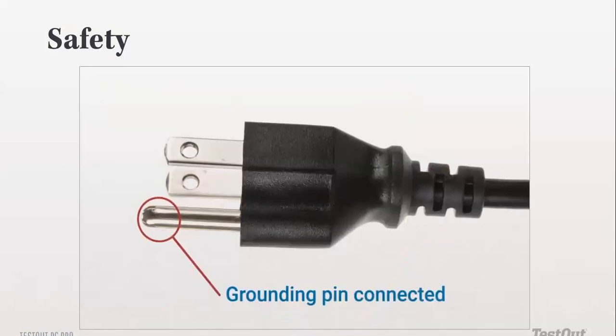You also have to make sure that the grounding pin of the device that you're working on is connected. Say, for instance, you're working on a device that needs to be on while you're working on it, like a server you're doing some repairs on. The grounding pin that you see here is the third pin that is always found on these connectors that you use to plug in to electric outlets.